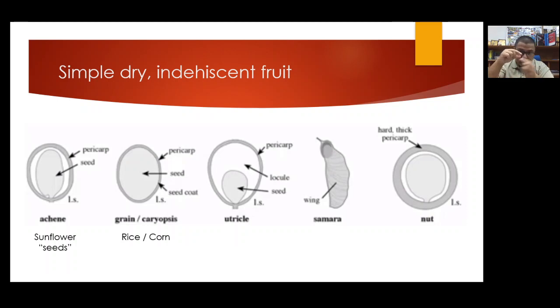So the whole kwachi with the hard part is the fruit. Remember that, kwachi is a fruit. But in the grain, you have the pericarp completely fused onto the seed. That's the difference between achene and grain. So don't call it rice seeds, because it's not a seed, it's a fruit. In the grain, the pericarp, which equals the ovary wall, is completely fused to the seed coat.